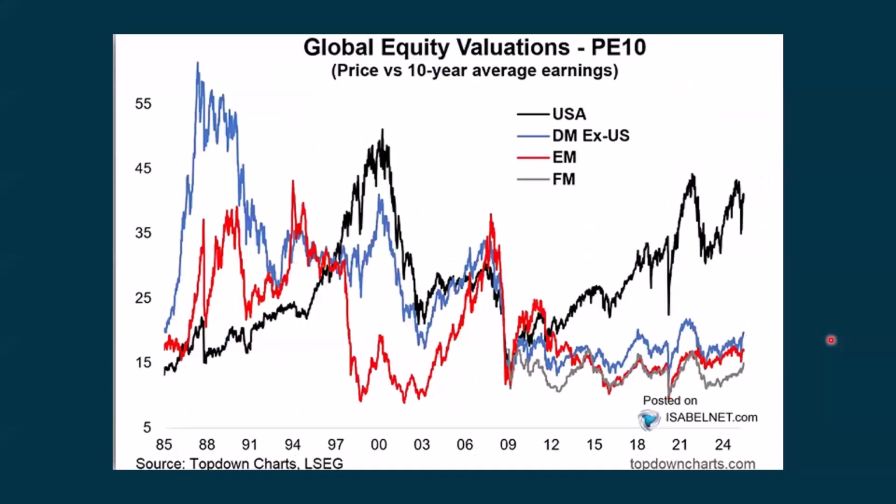All right, then this looks globally. And you see the black line? These are the valuations of the US. And this is price and then the 10-year average of earnings. So it's similar to the Shiller PE ratio. And then you can have emerging markets, which are in red. And we have foreign markets. I believe that's FM. I'm not sure about the foreign markets. And developed markets taking out the US. And how the US market is more overvalued, but it's been that way for a long time.